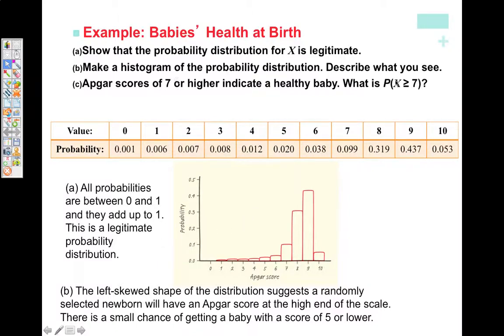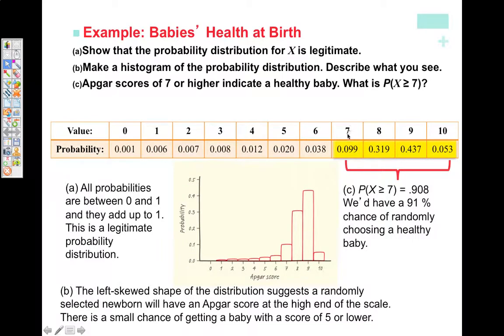Now, how do we find this probability that x is greater than or equal to 7? Well, that's going to be the probability of getting a 7, an 8, a 9, or a 10. We add those numbers up: 0.099 plus 0.319 plus 0.437 plus 0.053, and we get 0.908. So if we're considering 7 or higher a healthy baby, we have a 91% chance of getting a healthy baby when it's born.